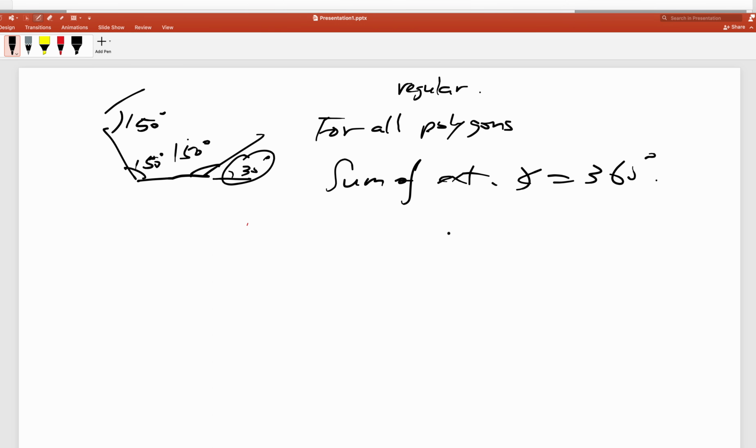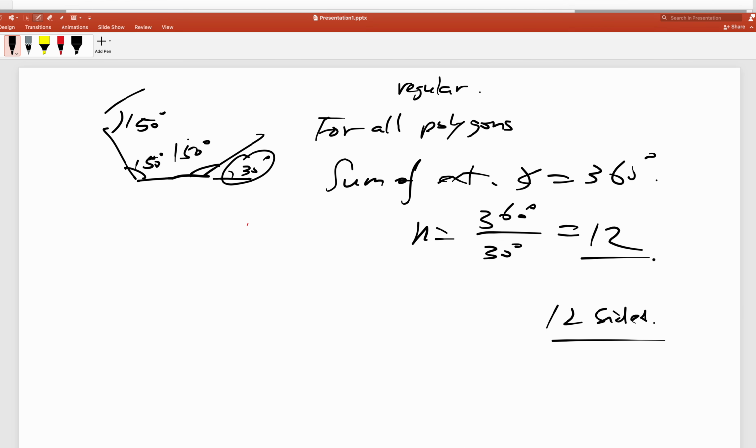Okay, so n is actually equal to 360 over... One of them is 30, right? All of them make 360. So does it make sense? You have 12 of them. So you have 12 exterior angles, so 12 sides. Yeah. Does it make sense? Yeah. So I prefer this. Okay.